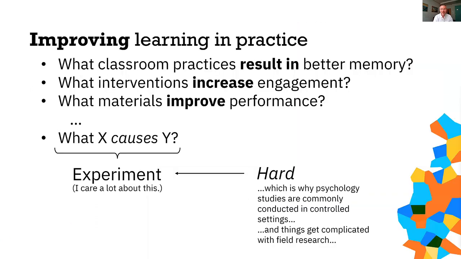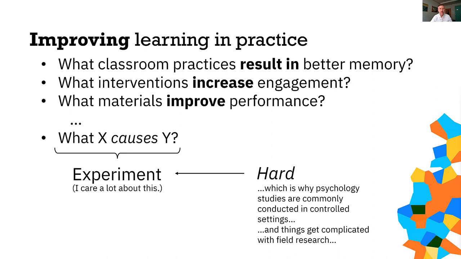So I'll just highlight that when we talk about education and talk about improving education, in a lot of ways, what we're doing is making causal claims about things that will result in better outcomes for students. So in research on improving learning and practice, we might ask questions like, what classroom practices result in better memory for the to-be-learned material? What interventions increase engagement? Or what materials improve performance? Or yada, yada, yada. And all of these carry the same sort of pattern as many of the theoretical research studies that Tal Yarkoni was focusing on.